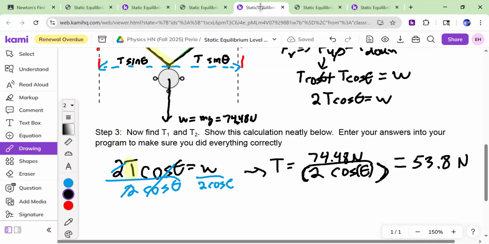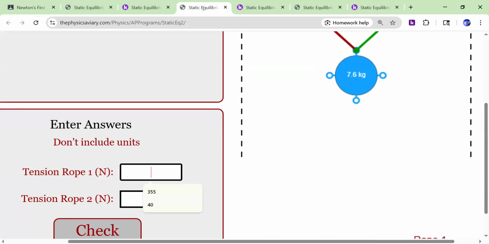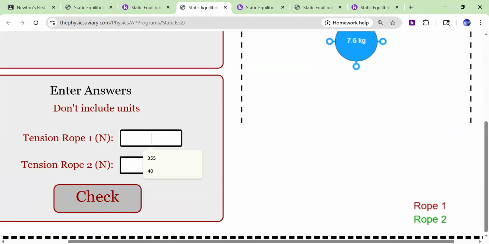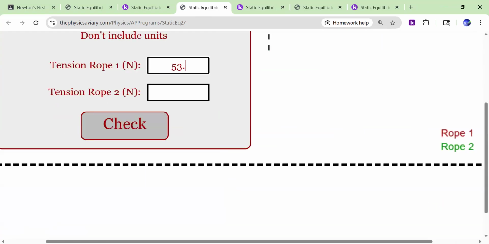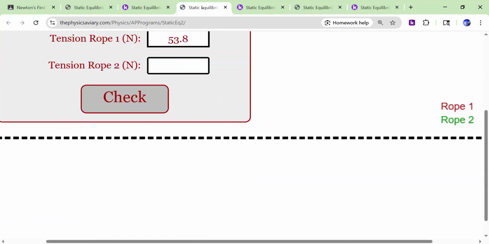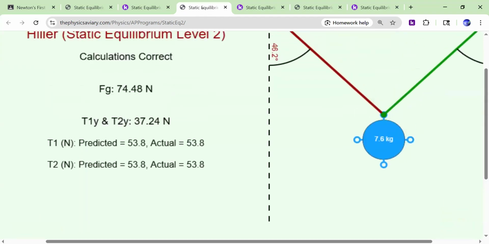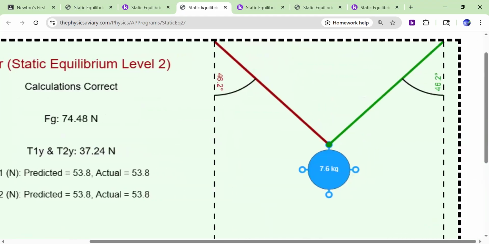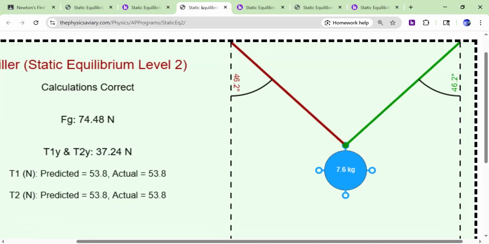All right, I'm getting a value for T, which is T1 and T2, at about 53.8. And there you go. Tension 1 equals tension 2. Since it is the same angle, both tensions will be the same. Hopefully, we're able to get this right as well. Okay, if so, on to question number 3.